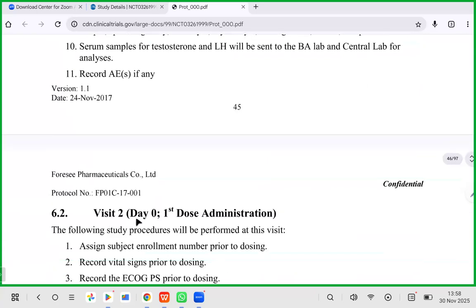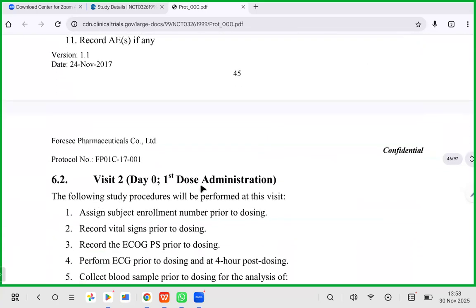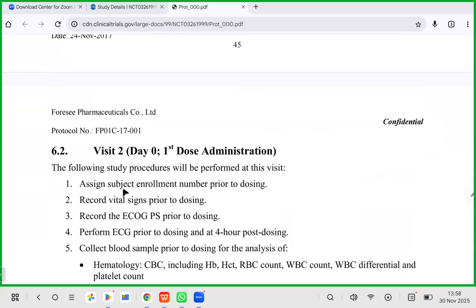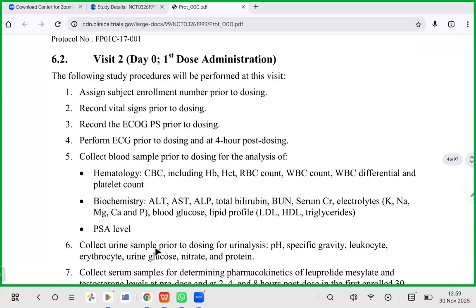At visit two, day one, at the time of administration, what has to be done by the subjects, this information will be here. Each subject will be given an enrollment number, and then vital signs will be collected, ECOG, and then they will do the ECG. At day one also they will take the hematology and biochemistry. So before the dose is given, they will take the blood samples and check all the parameters, safety, efficacy.